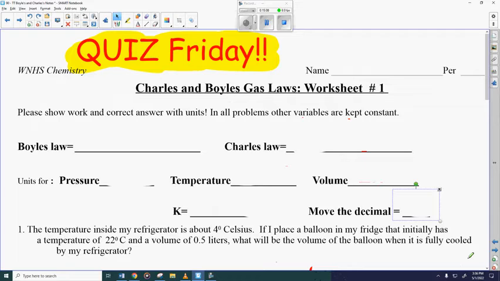So, substitute teacher, if you wouldn't mind pausing the video here in a second so that you can hand out this worksheet. You will have a quiz, students, over this on Friday. And you will need a real calculator by then. You can't use your phone calculator. So go ahead and pause real quick, sub, and then I'm going to go over the first couple of problems for the students to follow along.